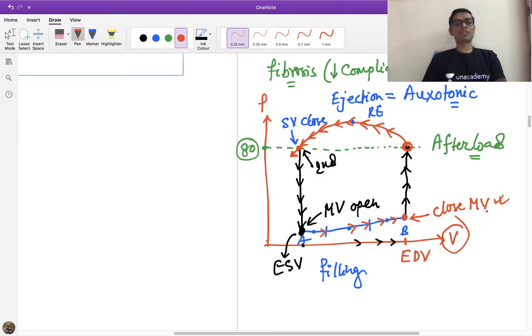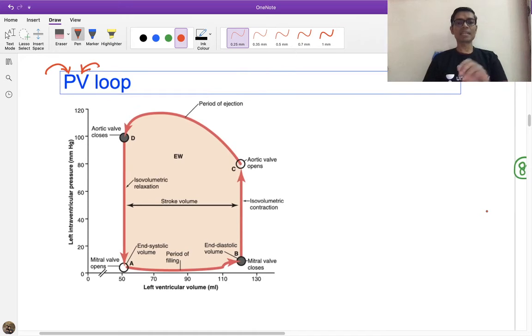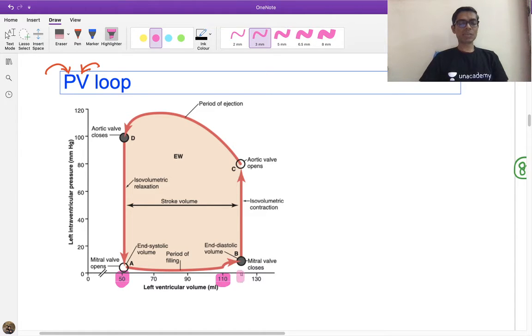Am I clear? So this brief description of the PV loop is given in Guyton with this diagram. Quickly, if you go through this diagram, what you're finding here is 50 ml. So this is nothing but end systolic volume. This is 110 and more than 110, so maybe this is 120 ml. So this is the end diastolic volume, right?